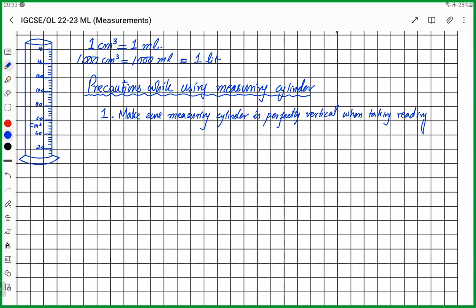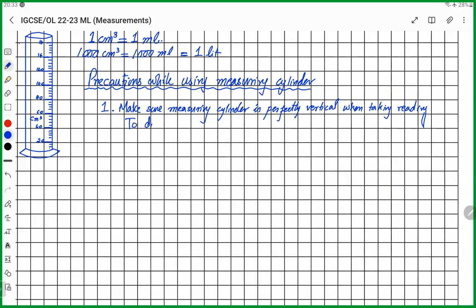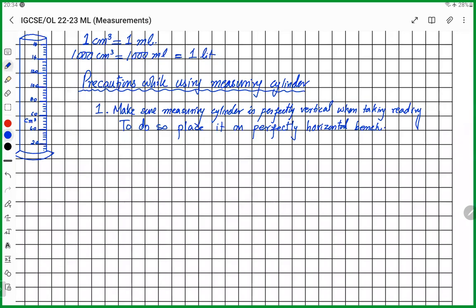To do that, place it on a perfectly horizontal bench. To make the bench perfectly horizontal, we can use a bubble leveler.